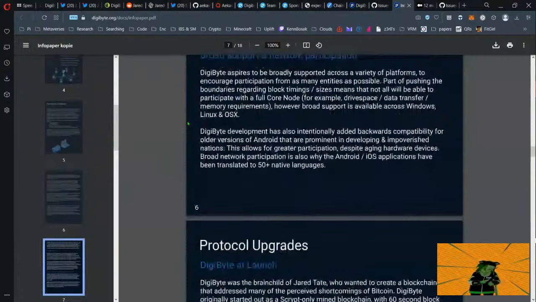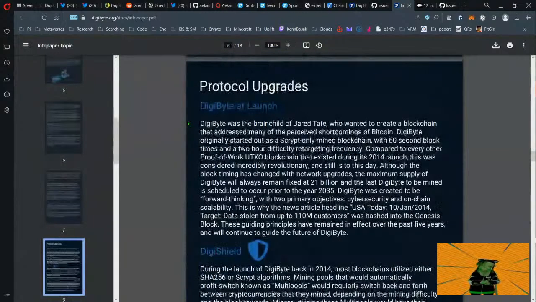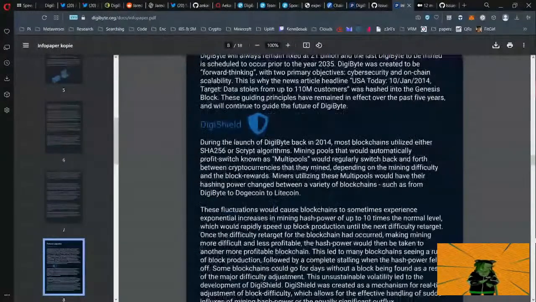Then we go into these protocol upgrades. And I think this is where we start seeing things. So we see DigiByte at launch. That's not really an upgrade, is it? No, that's the start. So DigiShield.